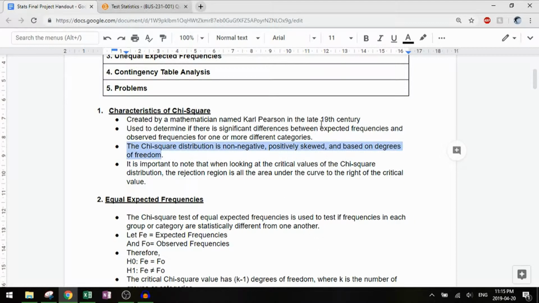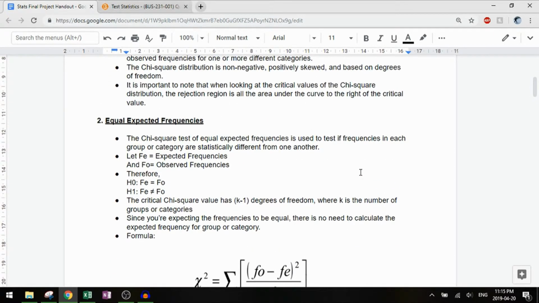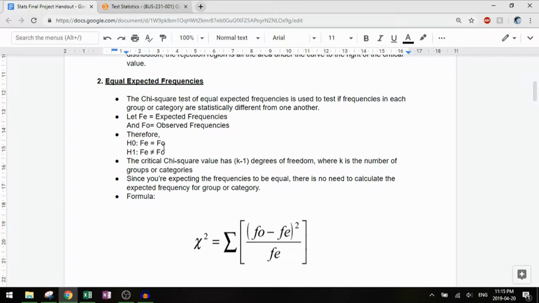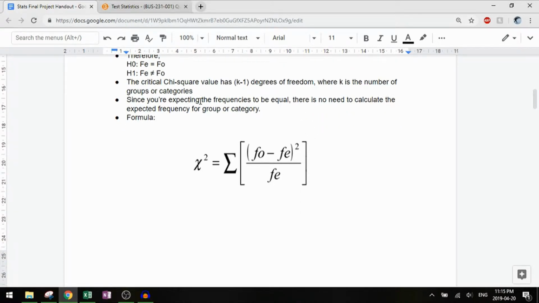And so the first thing that we're going to focus on today is the equal expected frequencies. So this is testing whether the expected frequencies are going to be equal to the observed frequencies. FE is going to be our expected frequencies, and FO is going to be our observed frequencies. As you can see, this is our formula below, and our degrees of freedom is going to be k minus 1, where k is the number of groups or categories.